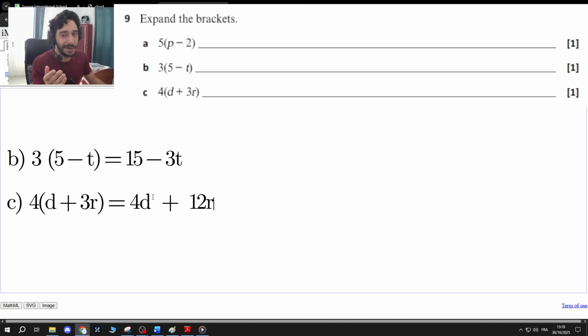Why? Because I cannot mix the variables d and r. These variables are not like terms. Therefore, this is my final answer. And this pretty much covers what expanding brackets is. It is just a strategy that you need to follow, and it will always get you to the correct answer, believe me.